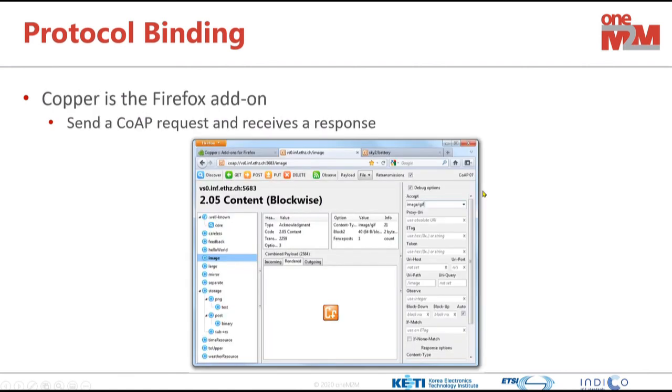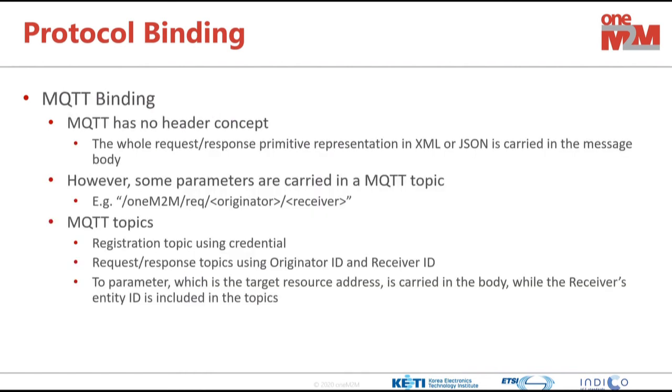And there is a free client, the Firefox add-on Copper, for CoAP. For MQTT, yeah, in the oneM2M MQTT binding, MQTT does not define the concept of URL, but just the topic. With the topic registration, clients get the corresponding messages. And oneM2M defines the MQTT topic convention.